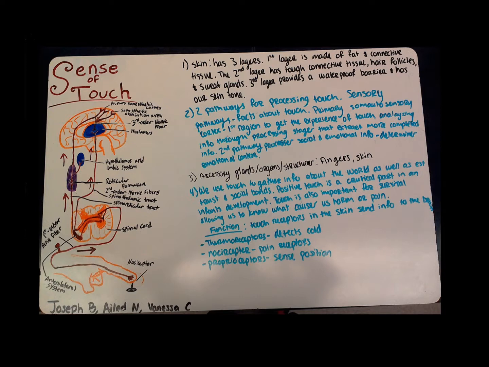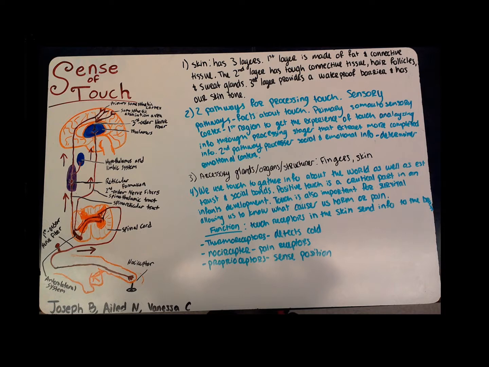We have 2 pathways for processing touch. Our sensory pathways, which receive the facts about touch, such as pressure and vibration. Our primary somatosensory cortex is the first region to get the experience of touch, analyzing information through stages. The second pathway processes social and emotional information. Some accessory glands, organs, and structures for the touch would have to be fingers and the skin.